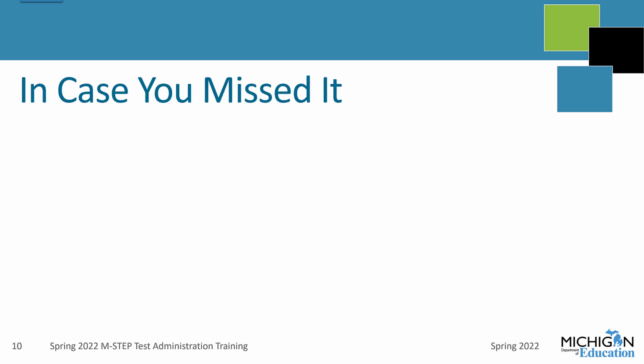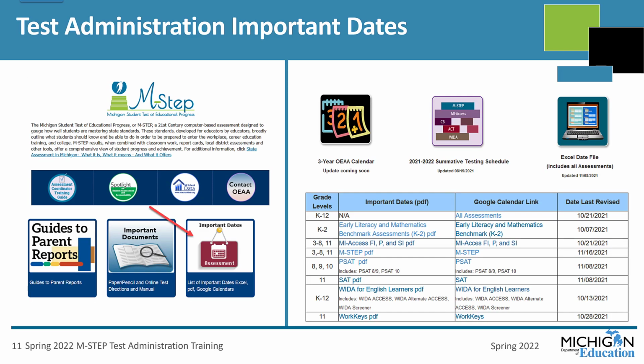This next section is going to discuss things that have been added over the past couple of years, in case you missed anything during the pandemic school years. First, there are 3 ways you can get important dates: PDFs, an Excel spreadsheet that includes all assessment programs, or a Google Calendar link. These are all available for all statewide summative assessment programs. You can select which Google Calendars you want to add, and you can filter the Excel spreadsheet, or you can use the PDFs for the program you are working on.